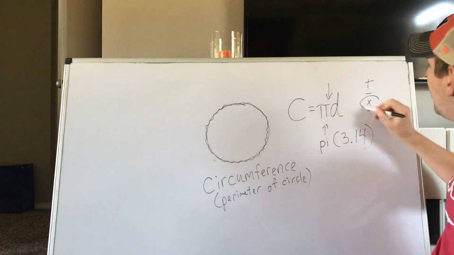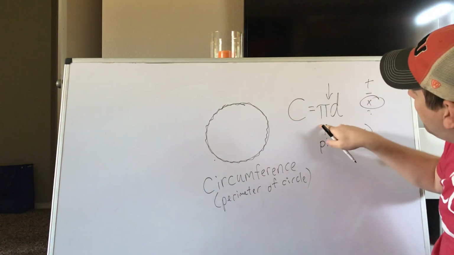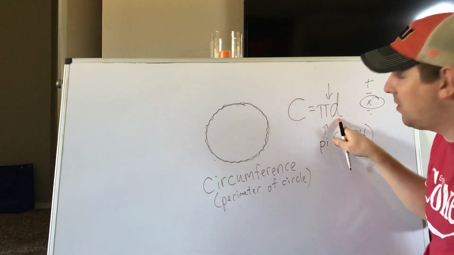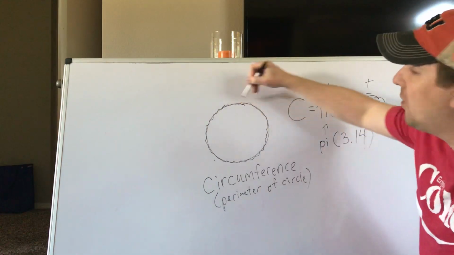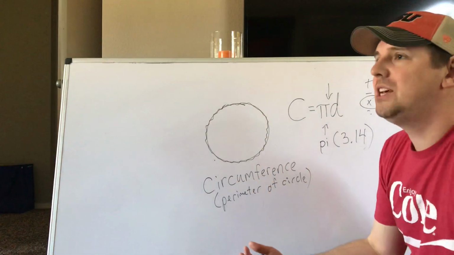Good. It means multiply. When you don't see an operation, that means multiply. So we're going to take 3.14 and times it by the diameter of the first circle to figure out the circumference, or around it. Where might you use this?